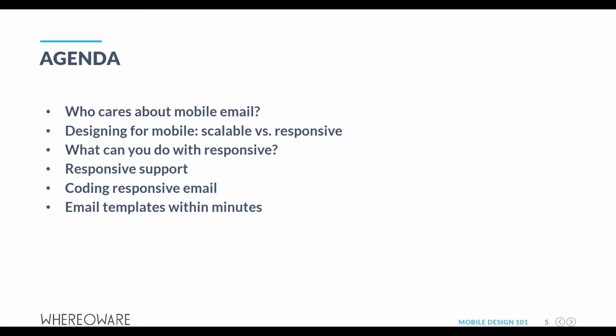Second, we're going to talk about designing for mobile, and we're going to look at scalable emails and responsive emails and the differences between those two. So which one of those should you pick when choosing a type of mobile design? Next, we're going to look at what you can do with responsive. So if you've chosen to go with responsive emails, what can you do with them, and how are those different than regular desktop emails or scalable emails?